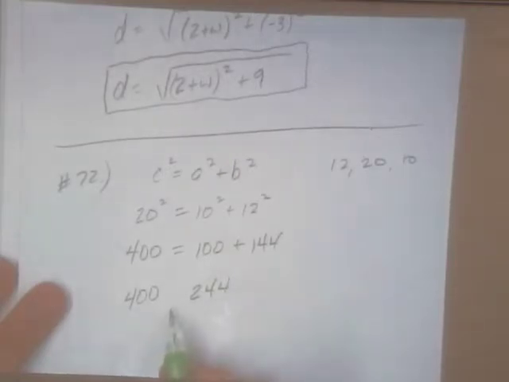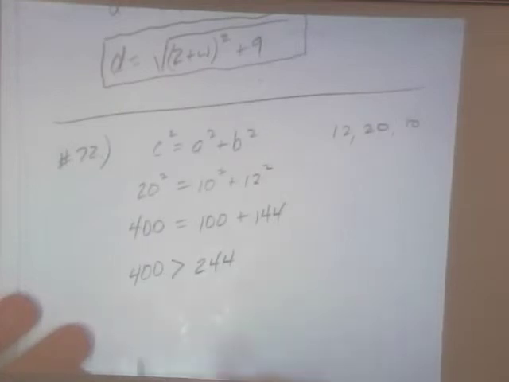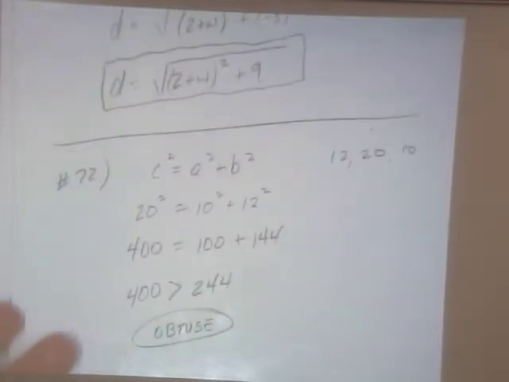Okay, so what sign goes here? Not equals anymore. Greater than, right? 400 is greater than 244. So listen, when you hear the word greater, do you think of obtuse or acute? Obtuse, that's what this is. Now, if you did it the regular way, the 244 would be over here and the 400 would be over here, so you'd have to put a less than sign. Less than doesn't go with obtuse. That's why you switch it.